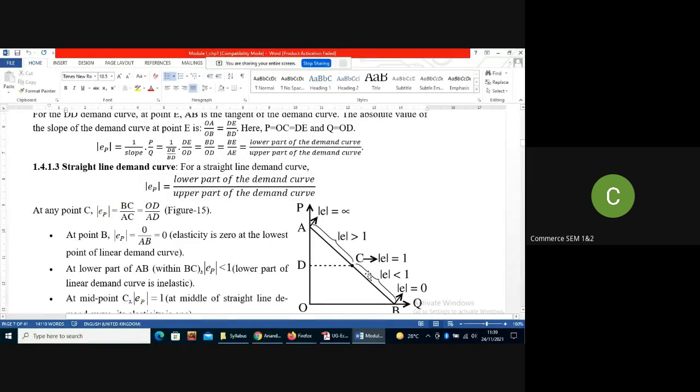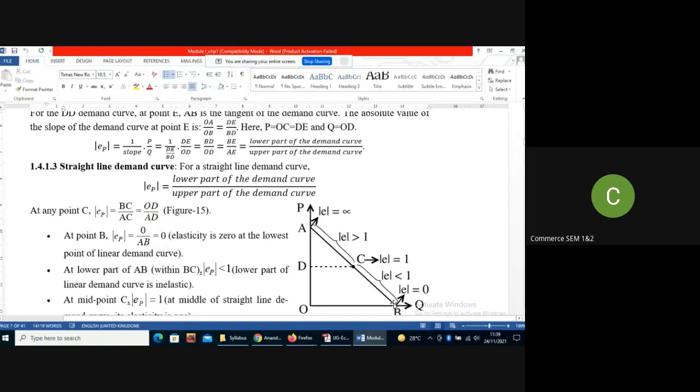Say, for example, if we have a point C here on the demand curve, then at the point C, the absolute value of the elasticity for a straight line demand curve will be the lower part of the demand curve, lower part means this distance BC, divided by the upper part of the demand curve, that will be AC. Is this clear? Sir, repeat, please.